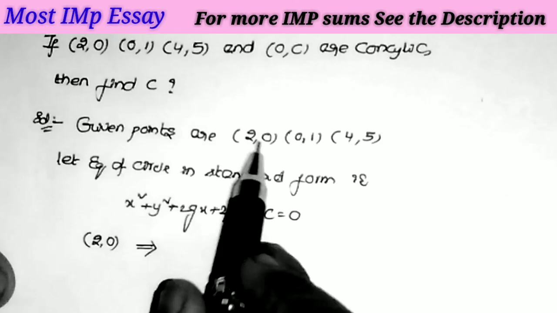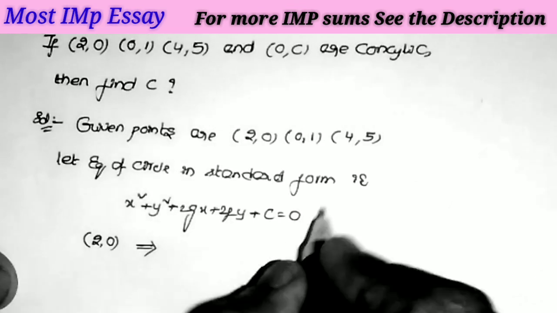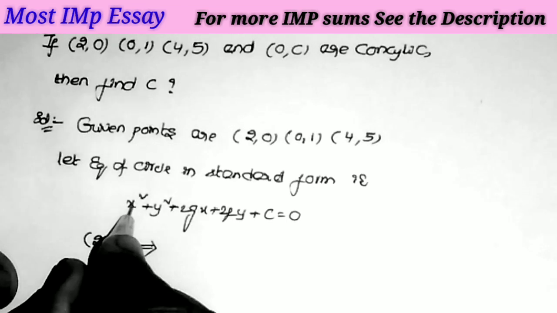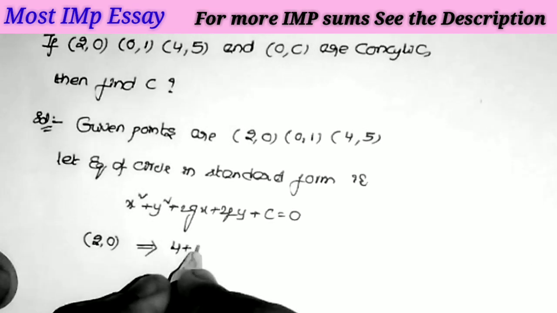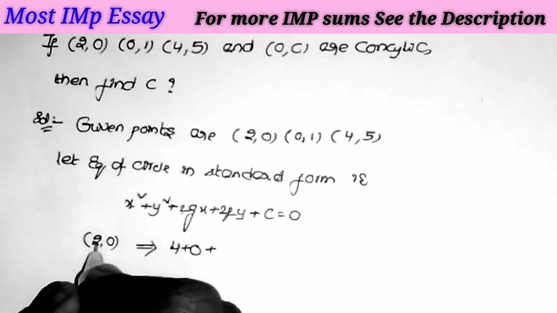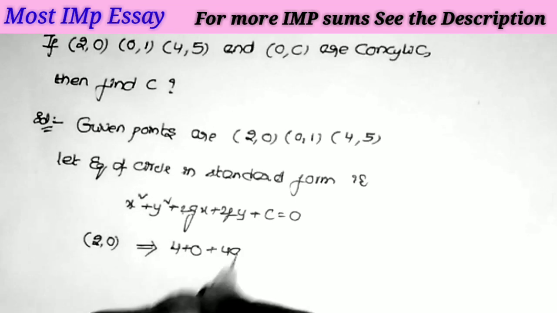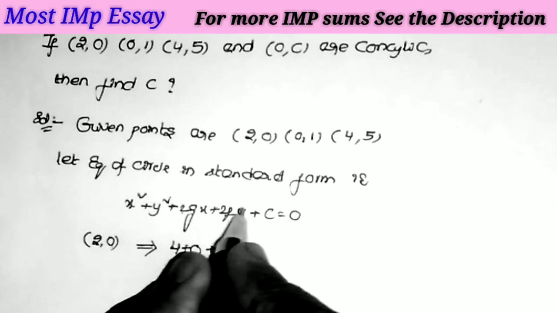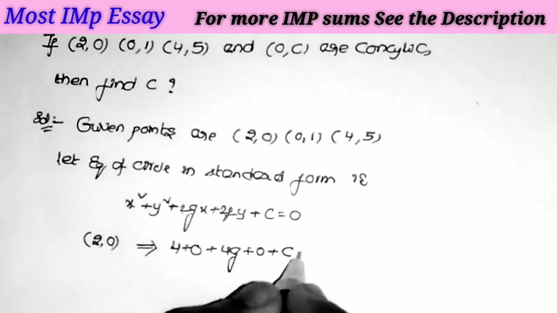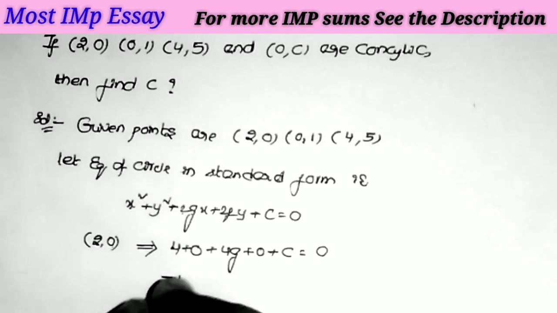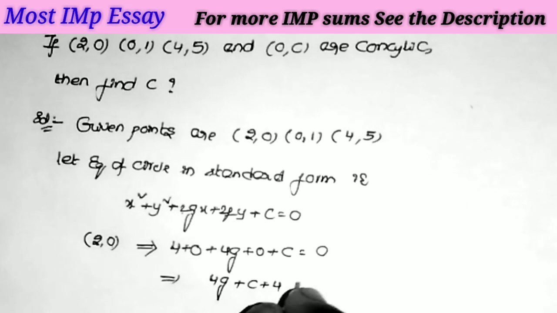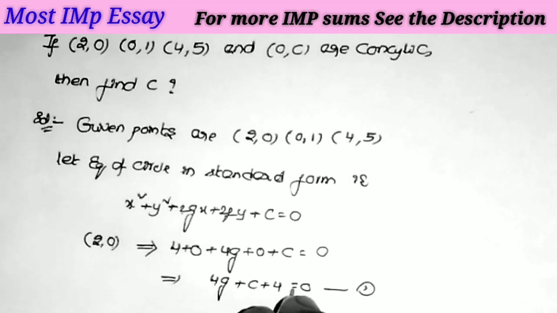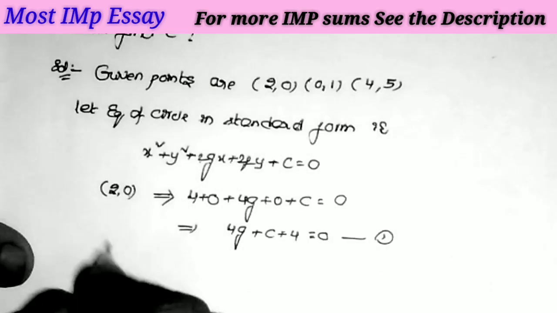First I replace the point (2, 0) in the circle equation. Then what do we get? x is equal to 2, so 2 square, 4, plus 0 square, 0, plus 2g into 2, that is 4g, plus 2f into 0, that is 0, plus c is equal to 0. That is, the first equation is 4g plus c plus 4 equal to 0. Say this is equation 1.